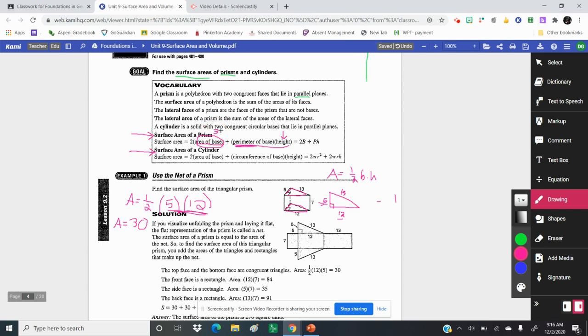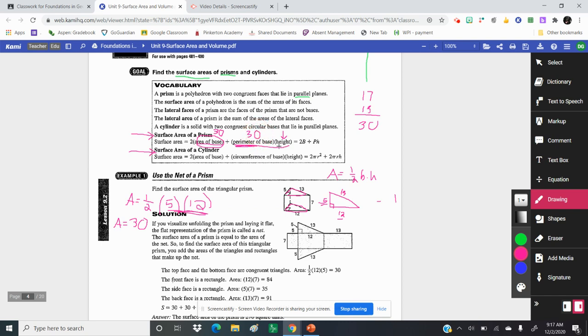I'll remember that. All right, now I have to go over here and find the perimeter of the base. So remember, finding the perimeter, you're going to add up all the sides going around. So 5 plus 12 is going to give me 17. And then I'm going to have to add this side, which is 13. So my perimeter is going to be 30. So I know my perimeter here is 30.